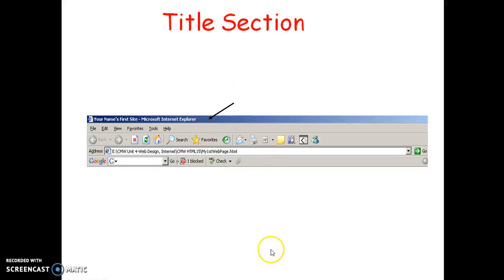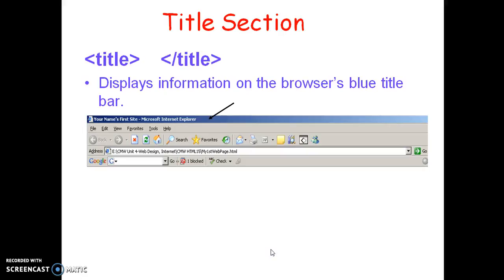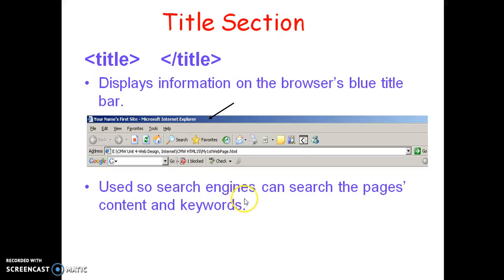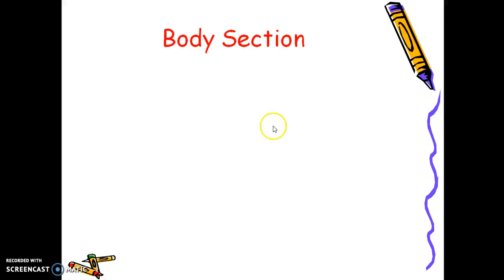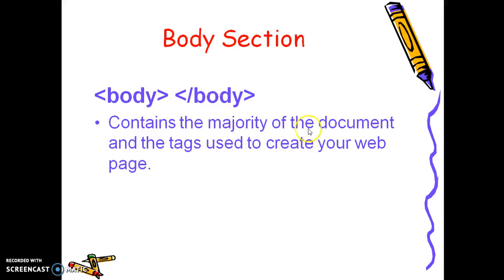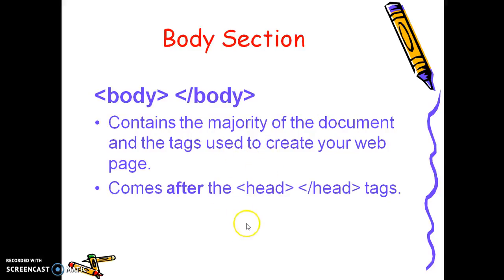In the title section, it displays the information on the browser's blue title bar. Here you can see that. It is used so search engines can search the page's content and keywords. It is used to bookmark. It should be placed between the head and close head tags. In the body section, here there is a body tag and here there is a closing of body. It contains the majority of the document and tags used to create your web pages. It comes after the head and close head tag.